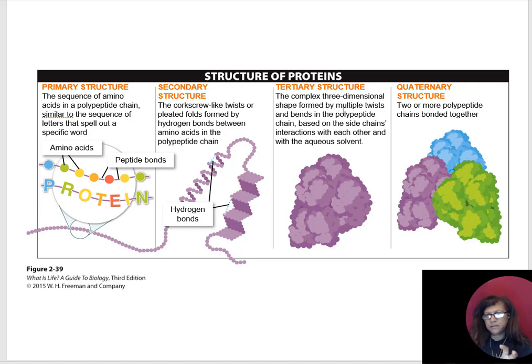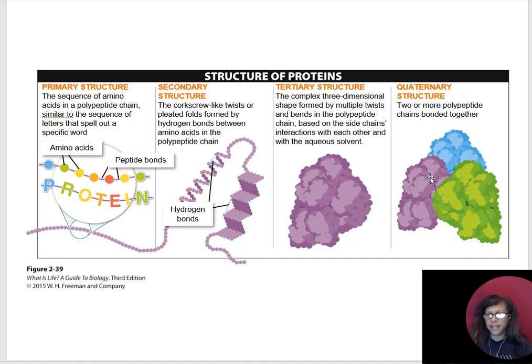And it's formed by these multiple twists and bends that are happening in the protein structure, in this polypeptide. This is based on the side chains and different bonding interactions that are happening, and also what's happening in the liquid that this protein is actually in. We can get changes to the structure. So now we're looking at what's called a tertiary structure.